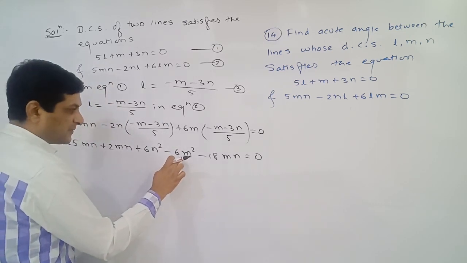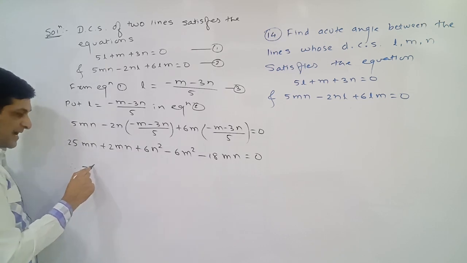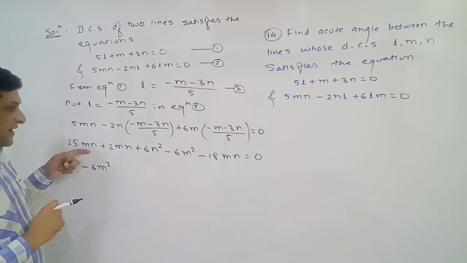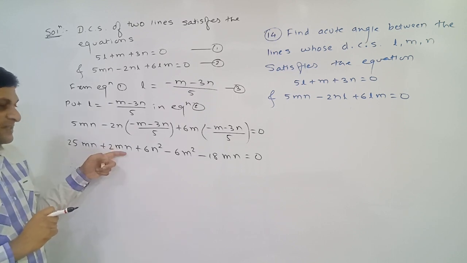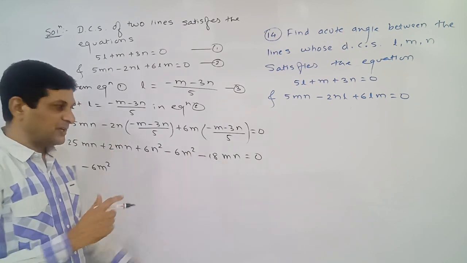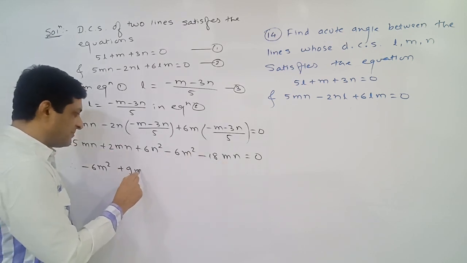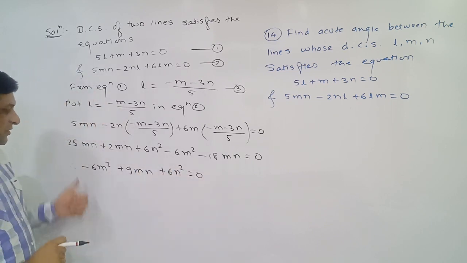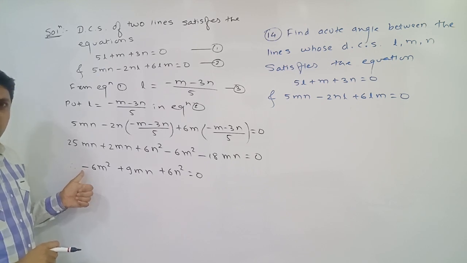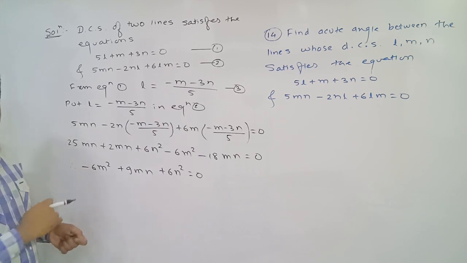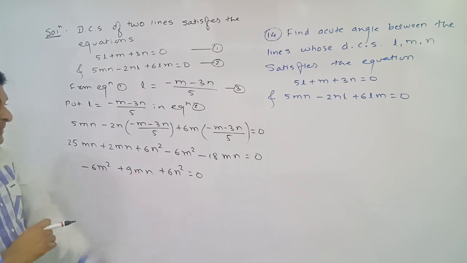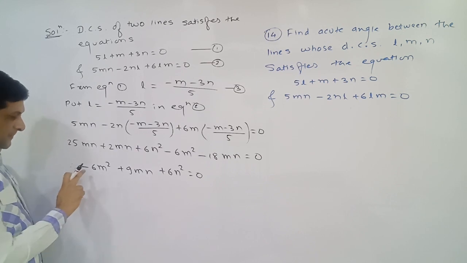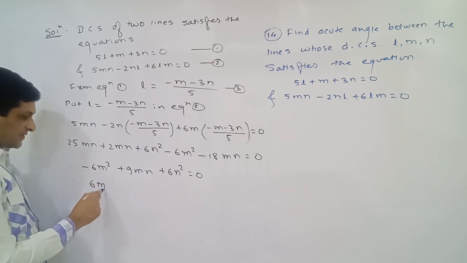Now first write down the term of m square. So here one term of m square is there, minus 6m square. Collect the terms of mn. So here 25 plus 2, 27; 27 minus 18 will be 9, plus 9mn plus 6n square is equal to 0. Our priority is that the first term should be positive, so that's why I'm multiplying both sides by minus. If I'm multiplying both sides by minus, we will get 6m square.